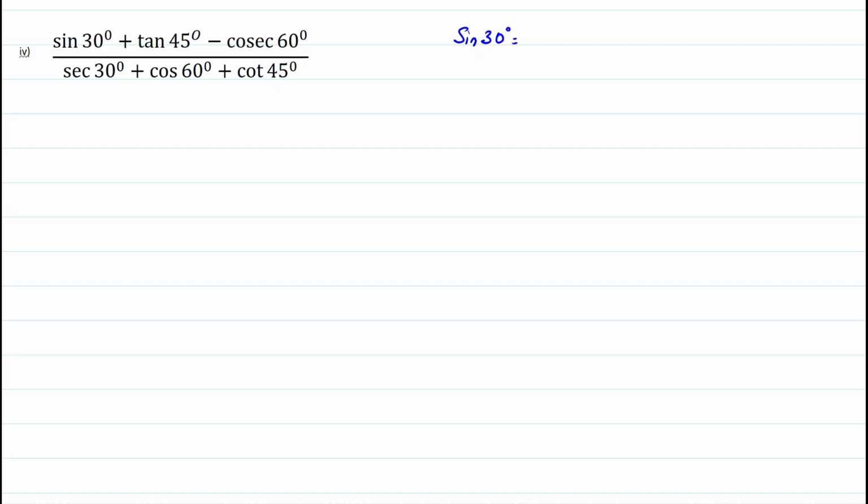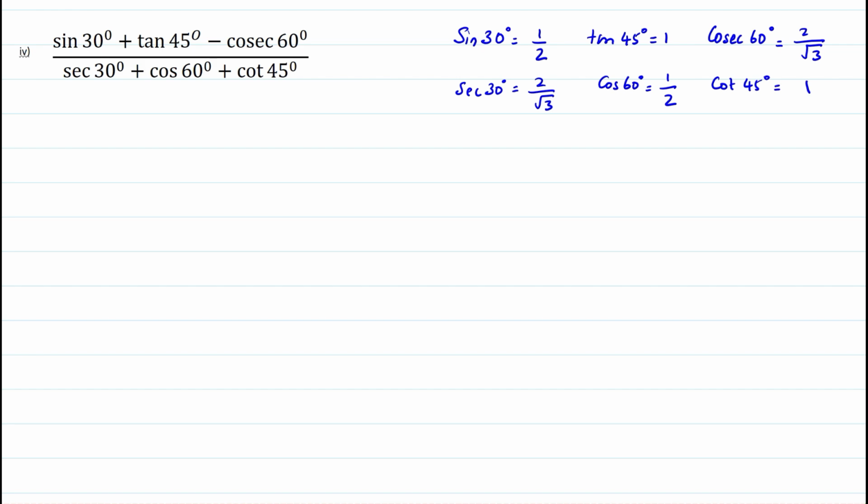Sin 30 is given by 1 by 2, tan 45 degrees is equal to 1, cosecant 60 degrees will be 2 by root 3, and secant 30 degrees will be equal to 2 by root 3. Cos 60 degrees is basically half or 1 by 2, and cot 45 degrees is equal to 1.